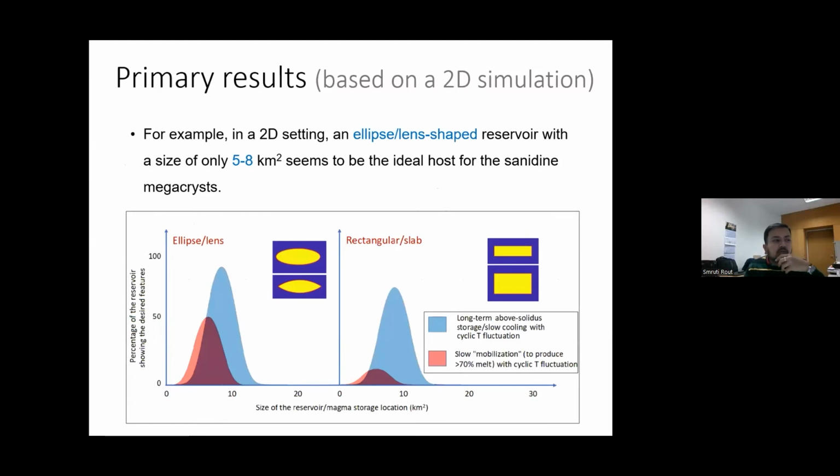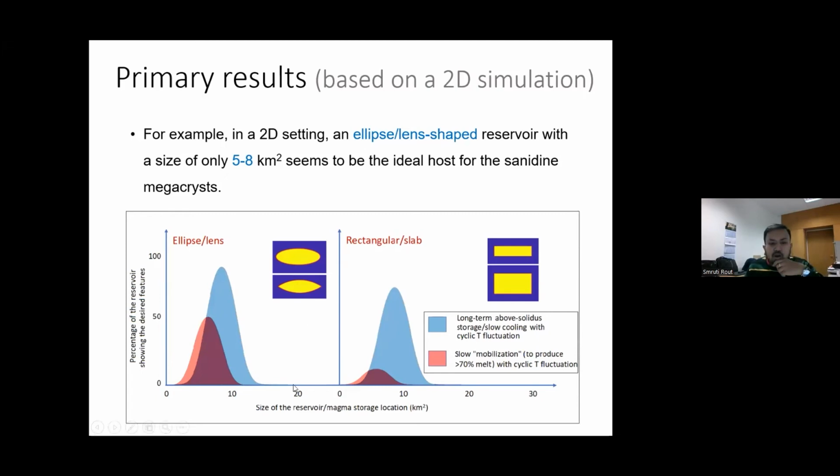So, for example, when it comes to the shape and the size of the reservoir, it seems like in a 2D setting, a lens or an ellipse-shaped reservoir seems to be the perfect host for the vanadium megacrysts, and the most fitting expanse of that reservoir seems to be 5 to 8 square kilometers.